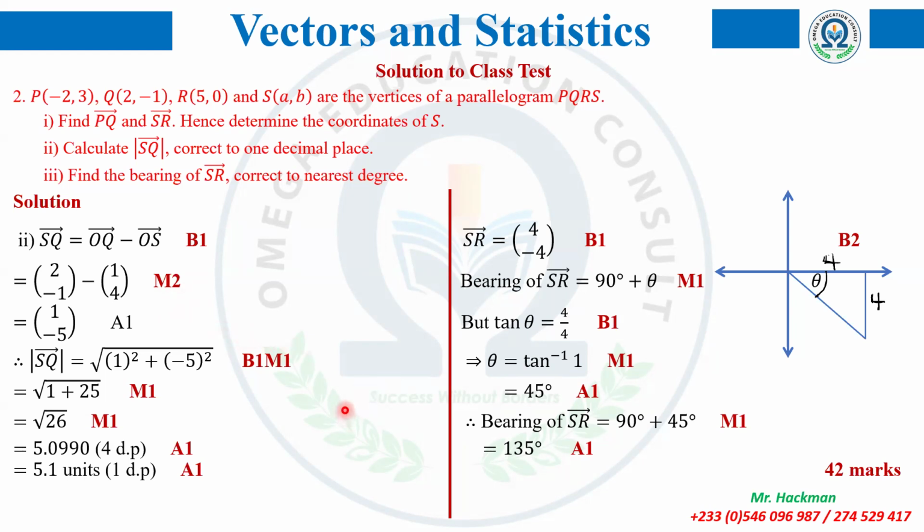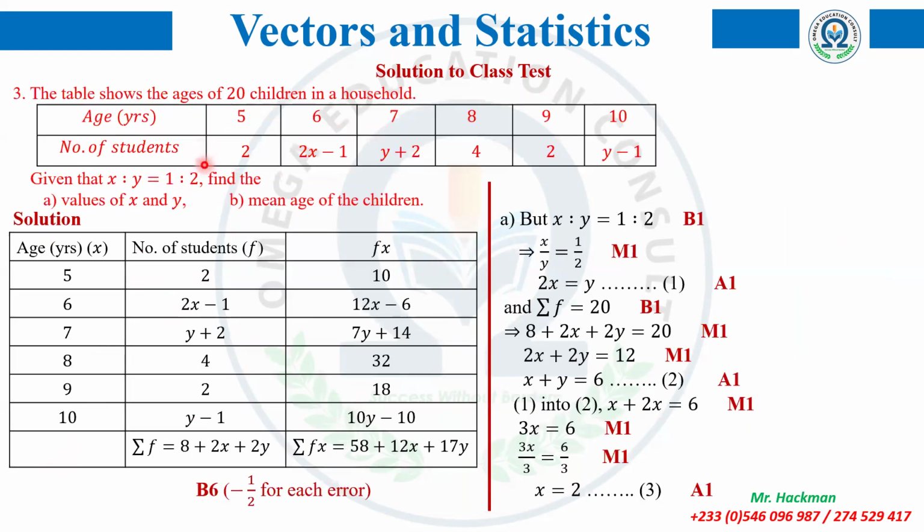So quickly, let's look at our next slide. The next slide takes us to question 3, which happens to be a statistics question. We are given this table, and we are told the table shows the ages of 20 children in a household. Given that x is to y is equal to 1 is to 2, find A, the values of x and y, then B, the mean age of the children.